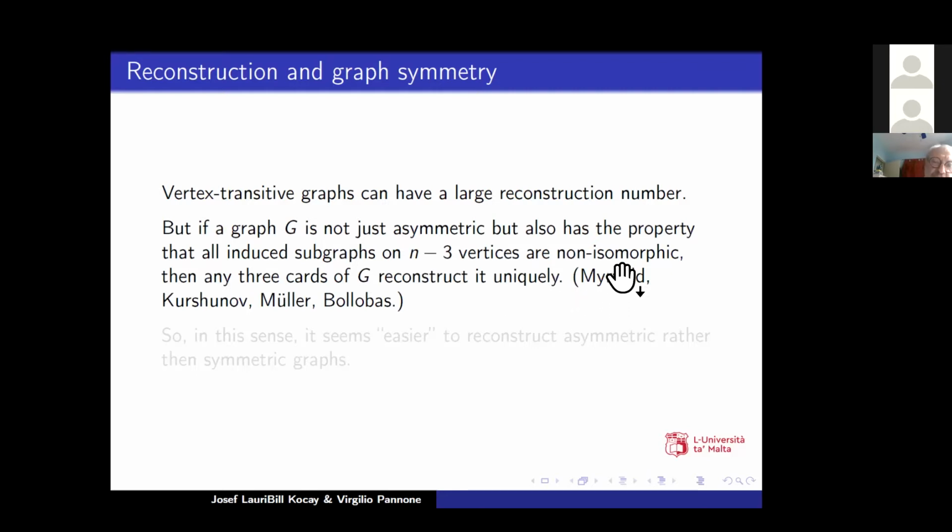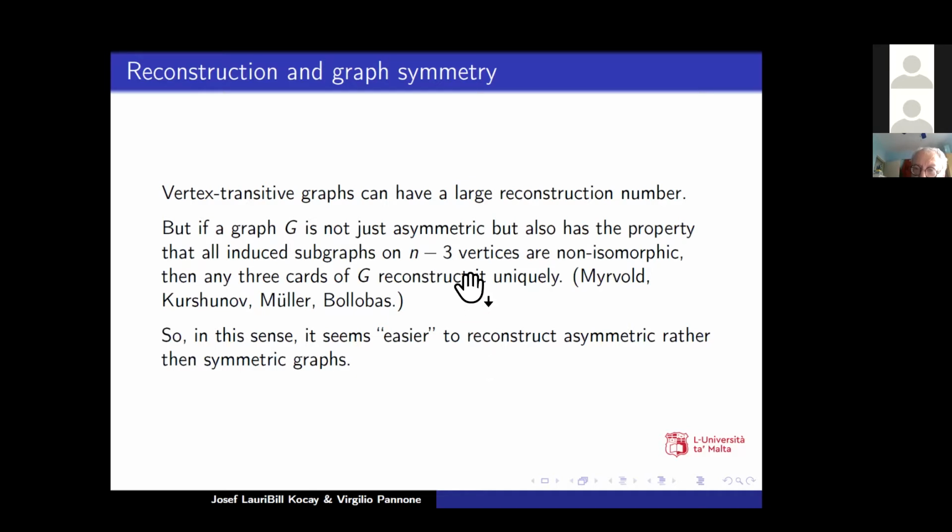This was used by Myrvold, Harary, Korshunov, Müller, Bollobás. It is also known that most graphs have this property. The best known proof is by Bollobás in the Journal of Graph Theory. But anyway, in this sense it seems that it is easier, because you need fewer cards in general to reconstruct asymmetric graphs rather than symmetric graphs.